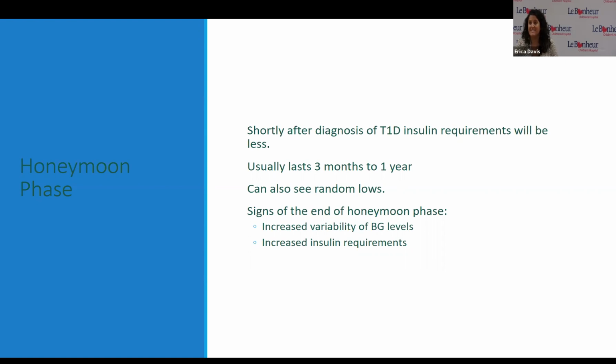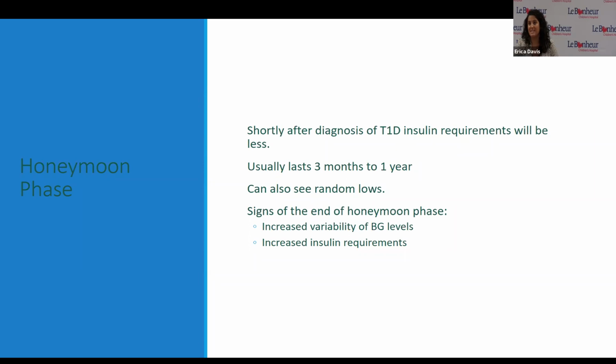We don't really test to see the end of the honeymoon phase. We just guess that it's ending because we start seeing increased variability of blood sugar levels and increased insulin requirements. This phase does generally last about 3 months to 1 year. The younger the person is that is diagnosed, the shorter the honeymoon period normally is. So our younger children come out of that honeymoon phase a lot quicker than some of our older kids.